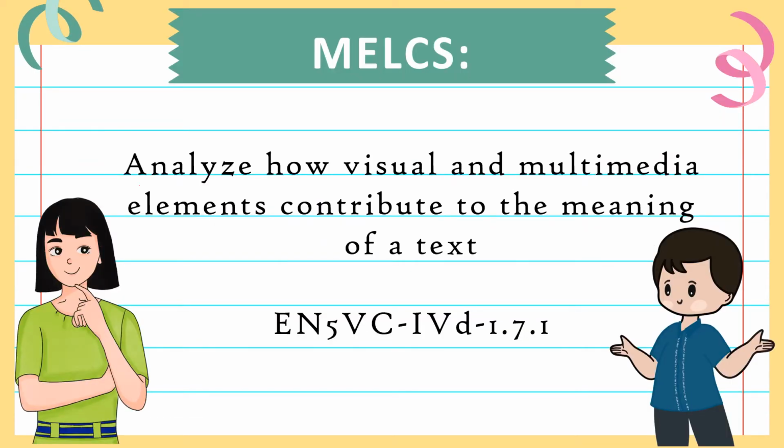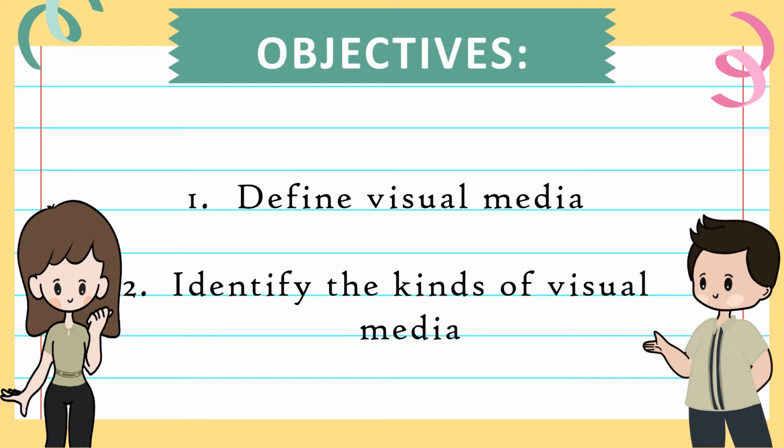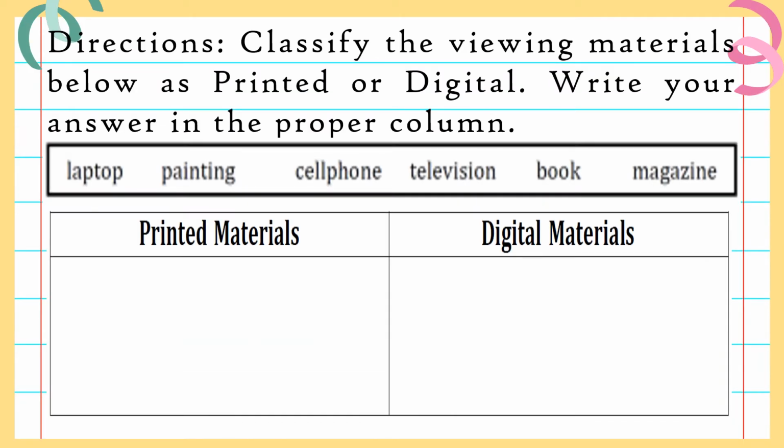So today we are going to learn how to analyze visual and multimedia elements that contribute to the meaning of a text. In this lesson, you will be learning how to define visual media and identify the kinds of visual media. So let us start this lesson with this activity.